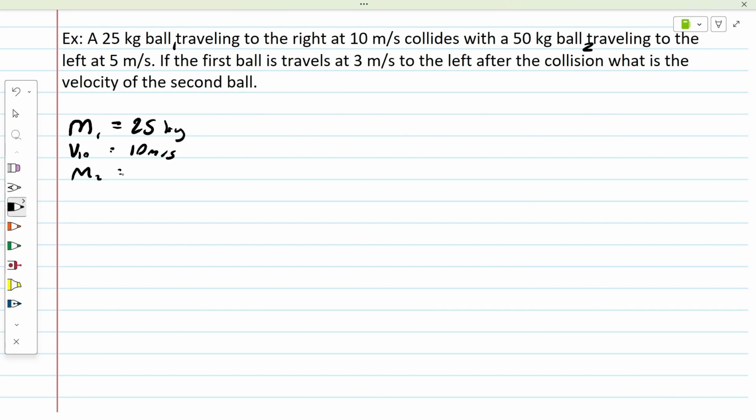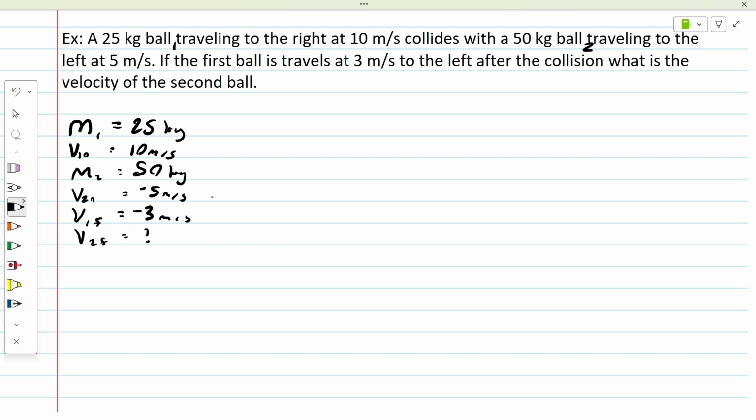Then m2 is the mass of the second ball, which is 50 kilograms, and it's traveling to the left at 5 meters per second. So v2 initial is going to be 5 meters per second, but since it's to the left, we'll note this as a negative velocity. Then the first ball travels at 3 meters per second to the left after the collision. So we know that the final velocity of ball one is going to be 3 meters per second, but it's to the left, so that's also going to be negative. And we want to know what is the final velocity of the second ball.